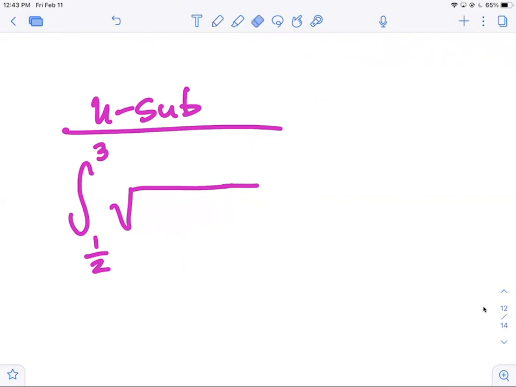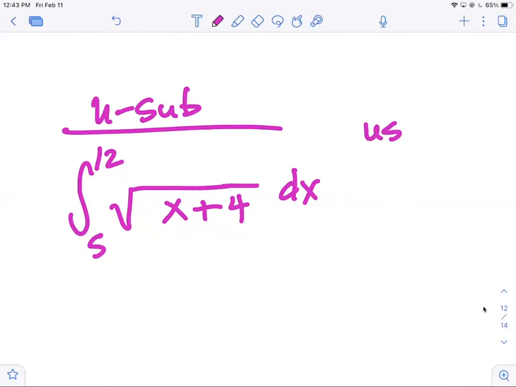No, hang on, that's too fancy. Let's just call this x plus 4, and we'll go from 5 to 12, dx. Sometimes you're told this: using the substitution u equals x plus 4, find the new integral in terms of u.